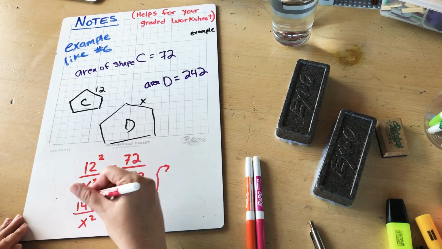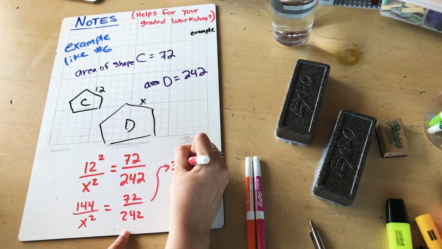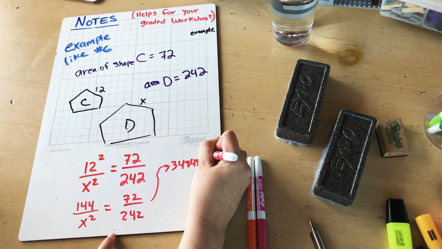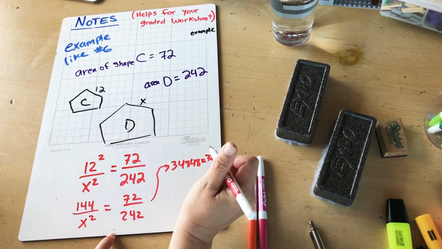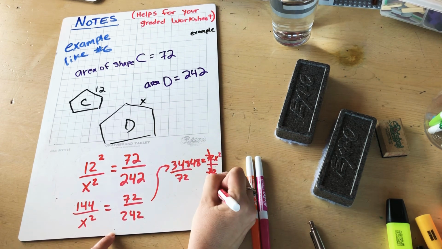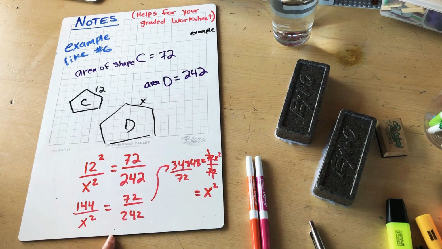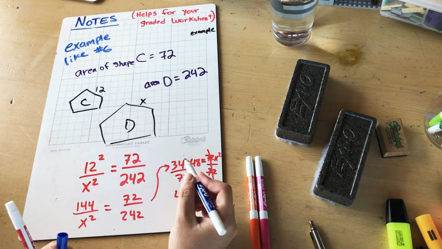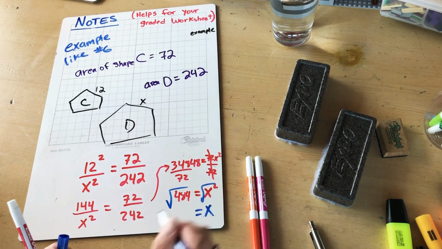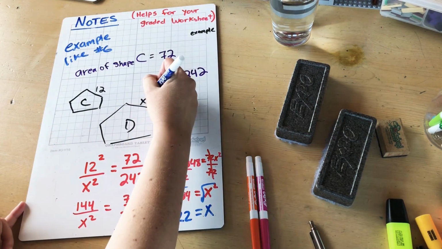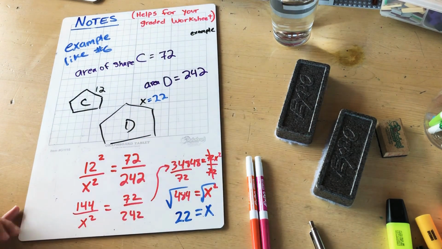Okay, so I'm cross multiplying 144 times 242, 34848, and that's going to equal 72x squared. Oops, running out of room. Okay, divide both sides by the 72, because some people are like, how do I deal with the x squared? You can deal with that at the end. You're just going to square root. So divide by 72. So showing up okay is 44. Okay, now that we're at the end, we deal with the x squared. And that x squared just means square root both sides. And I get 22. So that's my missing side in this example.